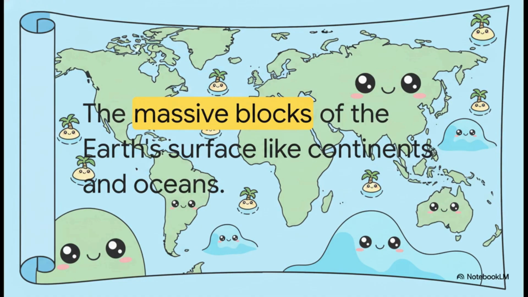They're the massive, undeniable building blocks of the Earth's surface. When you look at a globe, these are the giant features staring right back at you. The massive continents, the thousands of scattered islands, and the huge, expansive oceans separating them all. This is the very first categorization bucket you need to memorize.